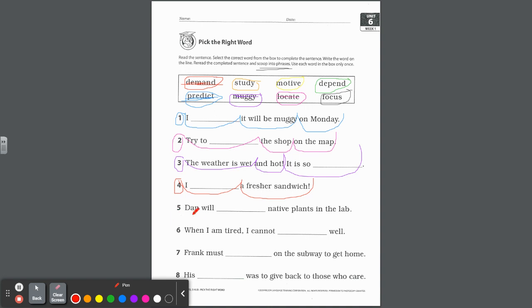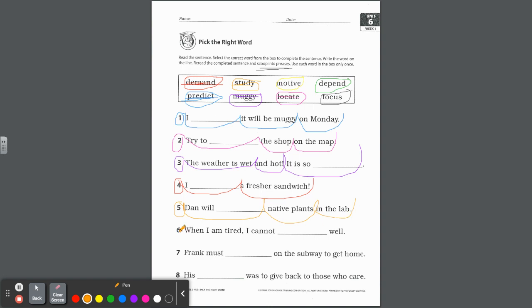Number 5, Dan will blank native plants in the lab. Dan will, good, study. And native is a word we've used this year. Dan will study native plants. That means it's local to our region. Palm trees are not native to Pennsylvania. We don't have a warm enough climate. Dan will study native plants in the lab.